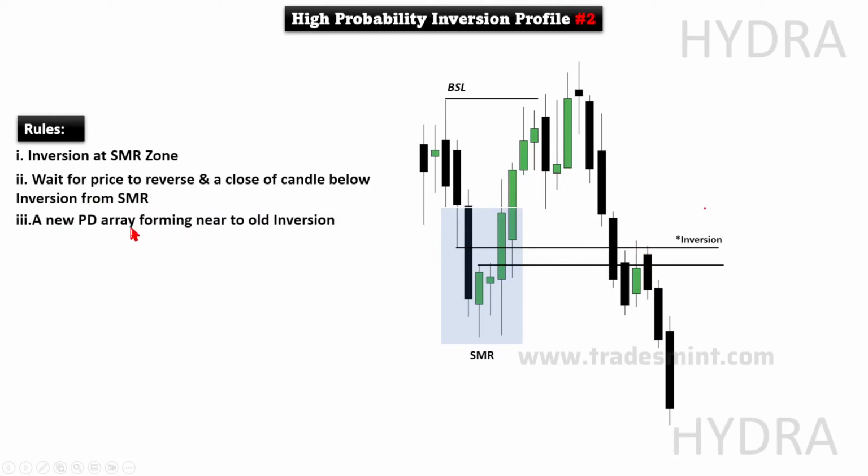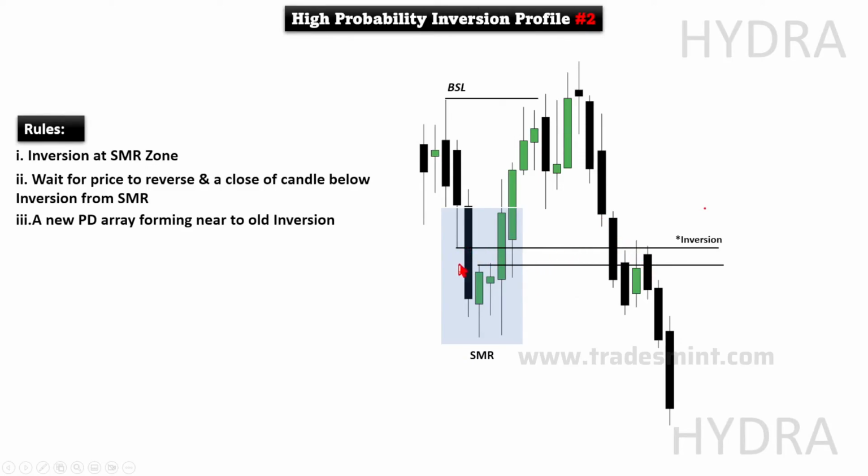A new FVG forming near the old inversion. So we have our old inversion here, and a new FVG formed here. Do you guys see the new FVG? Yes, this fair value gap. A new fair value gap formed near this old inversion from the SMR leg. So we don't necessarily need it, okay.